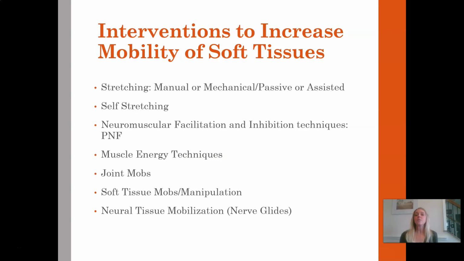So some things that we can do to stretch, right? To increase mobility of soft tissues. We can stretch manually, mechanically, passively assisted. We've talked about some of these different methods already, and we'll go into more once we get into lab. We can teach patients how to do self-stretching. Pretty much any stretch that we can do in the clinic, that we can do passively, we can also show a patient a way to do that stretch on their own.